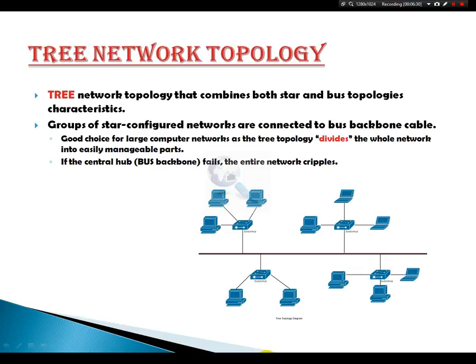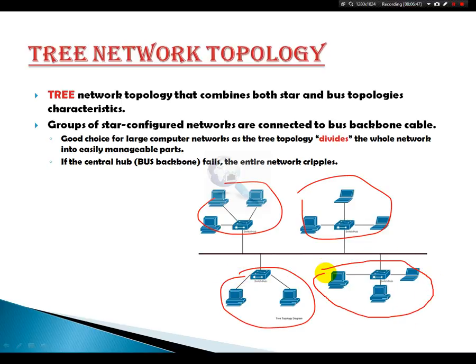The advantage to this design is it is a good choice for a large computer network, as the tree divides the whole network into easily manageable parts. As you can see, all of these star network topologies are divided into easily manageable parts. But the disadvantage again with the bus backbone, if the central hub bus backbone fails, the entire network goes down or the network cripples.